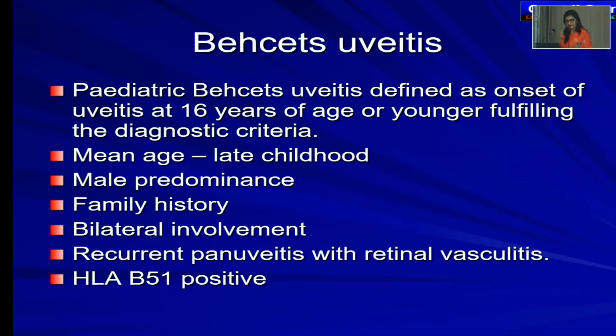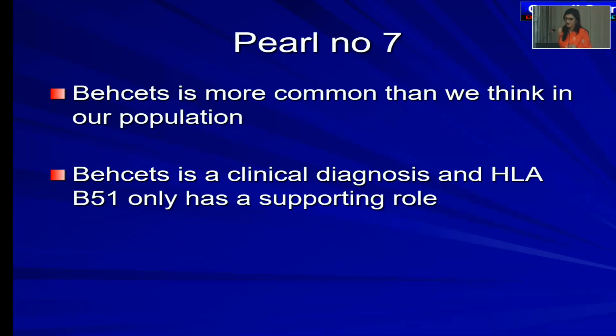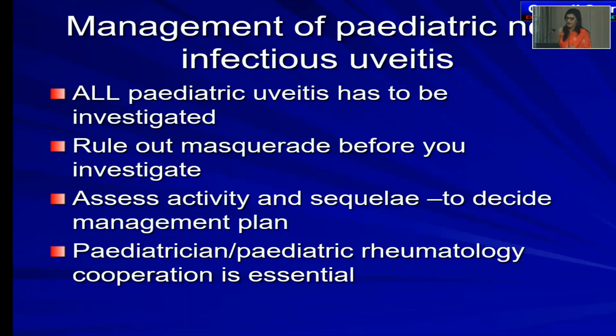The mean age is late childhood, there is a male preponderance, and sometimes a family history. Bilateral involvement is common, presenting with a recurrent panuveitis with retinal vasculitis, and these are HLA-B51 positive. And Behçet's is more common in our population than we think, and it's a clinical diagnosis. The HLA-B51 has only a supporting role.